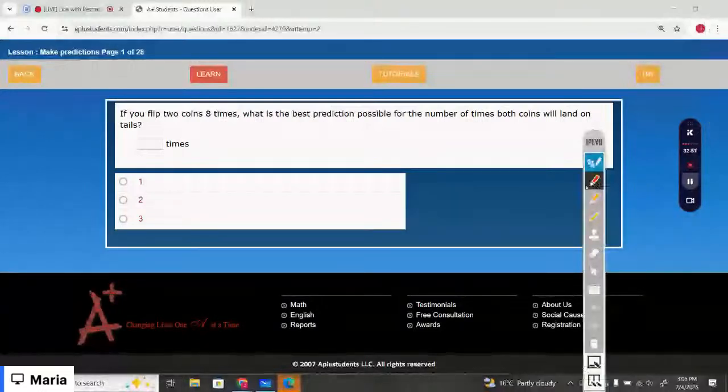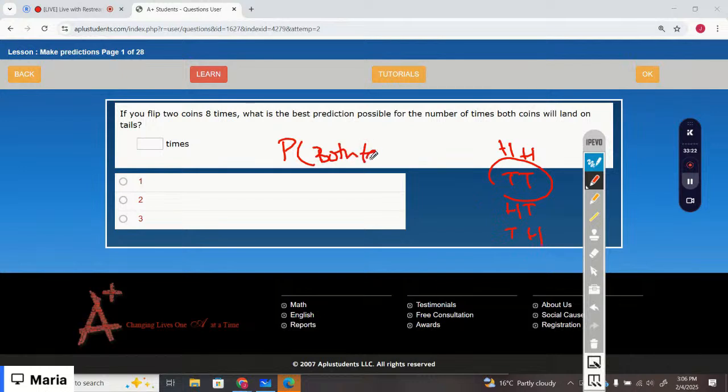So when you have 2 coins, the outcomes are: head, head; tail, tail; head, tail; tail, head. 4 outcomes, right? So the probability of both tails is 1 out of 4, right?